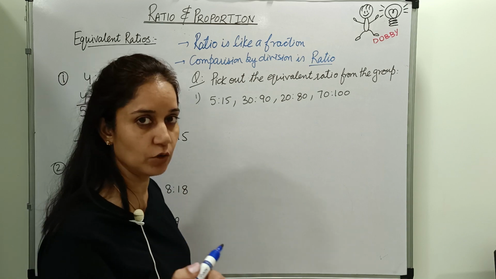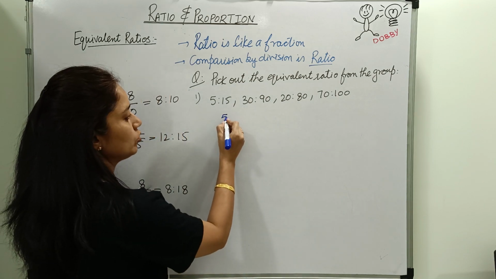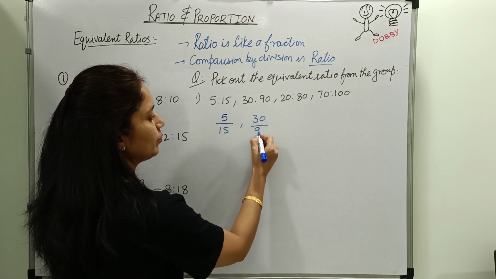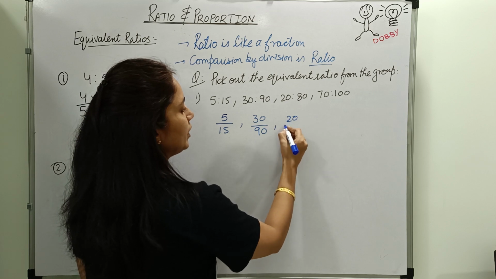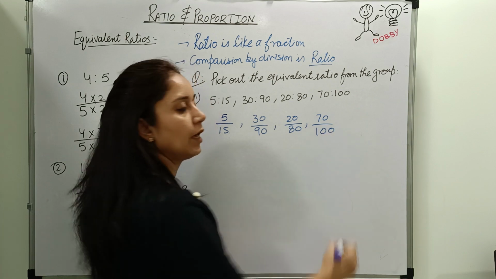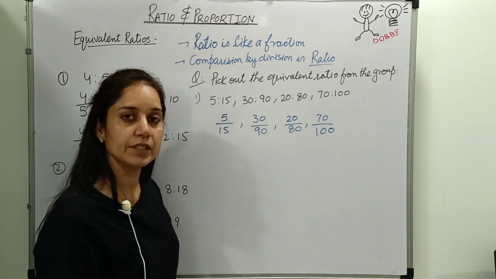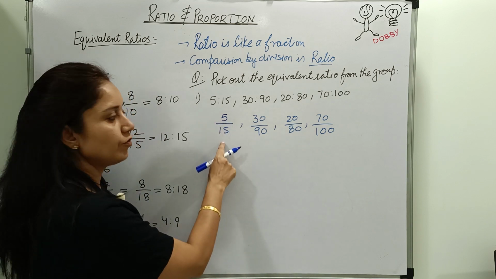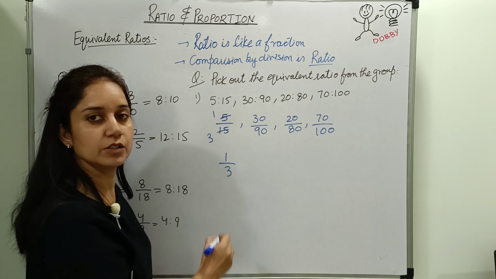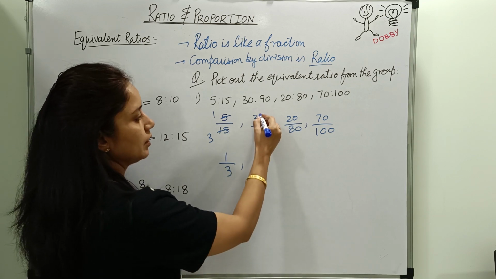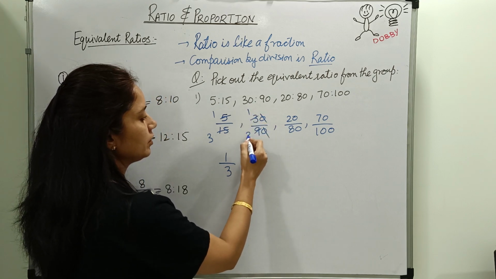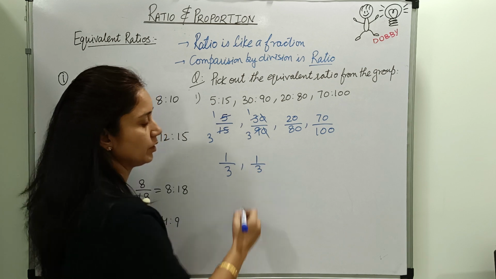So first step, as you have learned now, is that we have to turn the ratios into fraction. First becomes 5 upon 15, second becomes 30 upon 90, third becomes 20 upon 80 and fourth 70 upon 100. Let us convert them into the simplest form. 5 upon 15: 5 ones are 5, 5 3s are 15. First ratio turned as 1 upon 3. Next, last 0 cut with last 0, that means division by 10. 3 ones are 3, 3 3s are 9. It also becomes 1 upon 3.